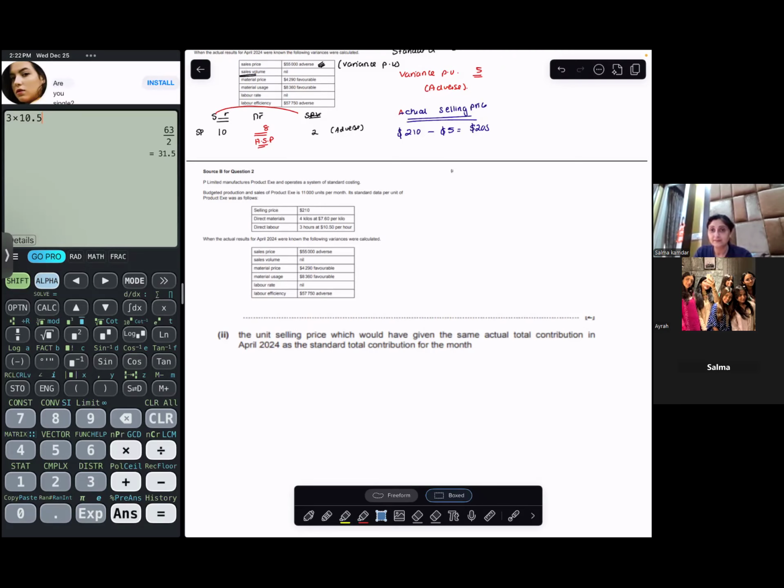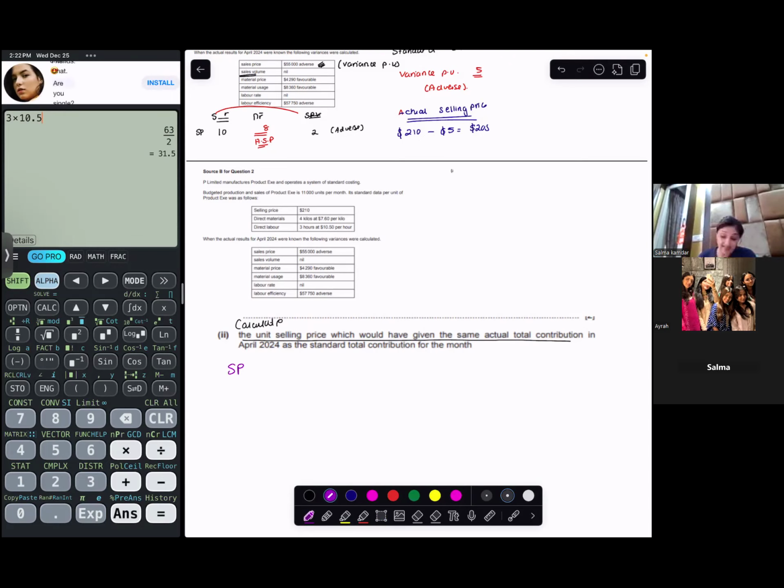The standard total contribution for the month. No, read again. The unit selling price which would have given the same actual total contribution in April 2024. Yeah, they want you to find this. The selling price which would have given you the same actual total contribution in April 2024. They want us to find the selling price.